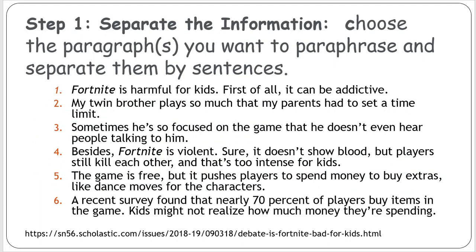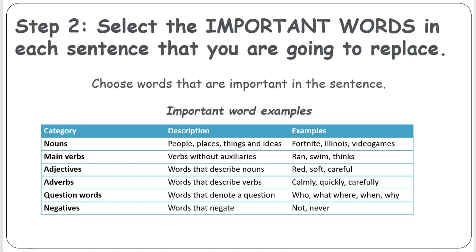Step 1, separate the information. Choose the paragraph you want to paraphrase and separate them by sentences. I chose this one article that appeared in Scholastic.com about Fortnite, and I already separated these into sentences for you. You can see that the first sentence is really 2 small sentences, and if sentences are small, it's okay to combine them when you want to paraphrase.